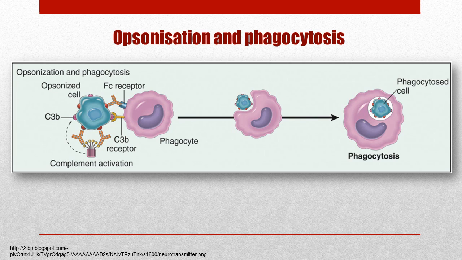C3b complement component is opsonin. It binds with membrane receptor on the membrane of antigen with one end of the molecule, and with the other end it binds with the receptor on the membrane of phagocyte. So in this way it facilitates capture and engulfment of antigen by phagocyte.